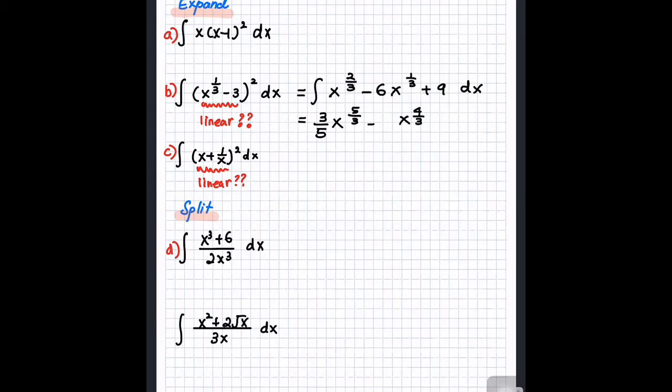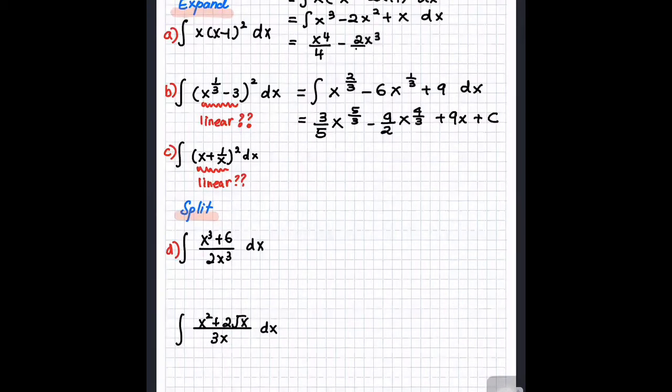What is 6 times 3 over 4? 18 over 4. Which is 9 over 2. Okay, and then plus 9x. Don't forget your plus c. Next: x cubed minus 2x squared plus x. Okay, now you integrate, girl. What's your final answer? X to the power of 4 over 4, nice, minus 2x to the power of 3 over 3, very nice, plus x to the power of 2 over 2 plus c. Very good. Good job.